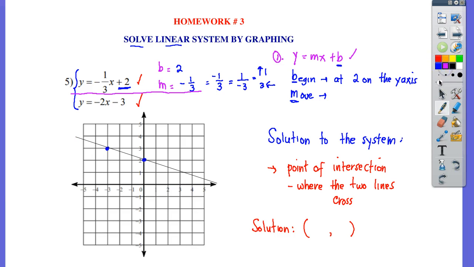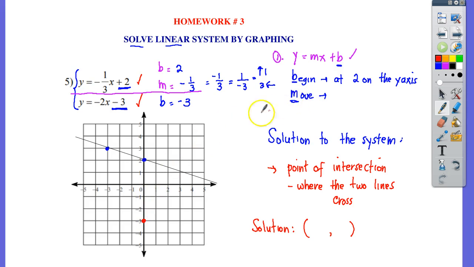Next, I'm going to graph the second line. So this one, again, let's check if this is written in slope-intercept form, y equals mx plus b. This is y equals negative 2x minus 3. So yes, this is written in slope-intercept form because y is by itself on one side. So we can pull out the b. The b value is the number by itself here, so the b value is negative 3. That means on the y-axis, I'm going to start at negative 3. I'm going to put a point right there.